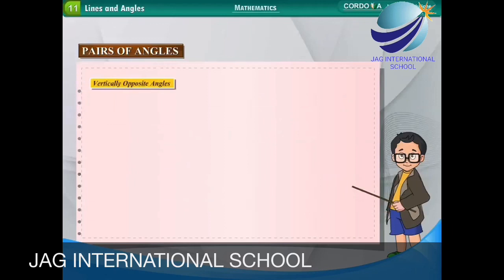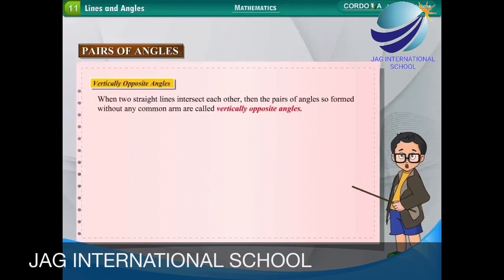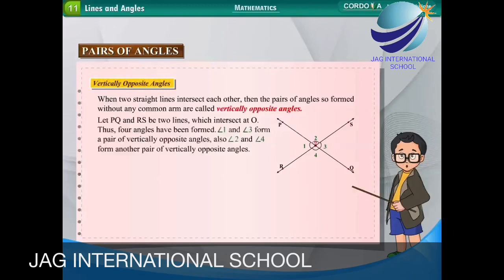Vertically opposite angles. When two straight lines intersect each other, then the pairs of angles so formed without any common arm are called vertically opposite angles. Let PQ and RS be two lines which intersect at O. Thus, four angles have been formed. Angle 1 and angle 3 form a pair of vertically opposite angles. Also, angle 2 and angle 4 form another pair of vertically opposite angles.